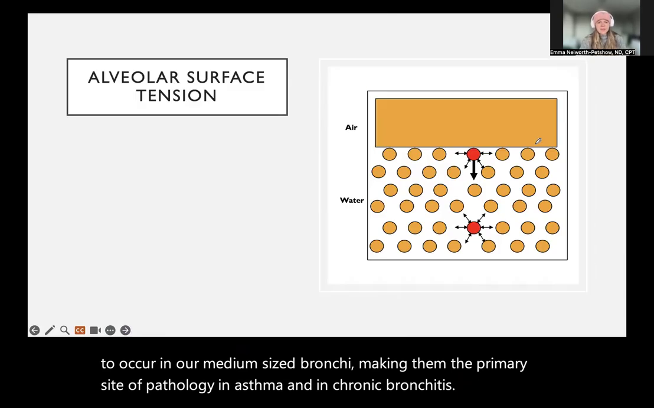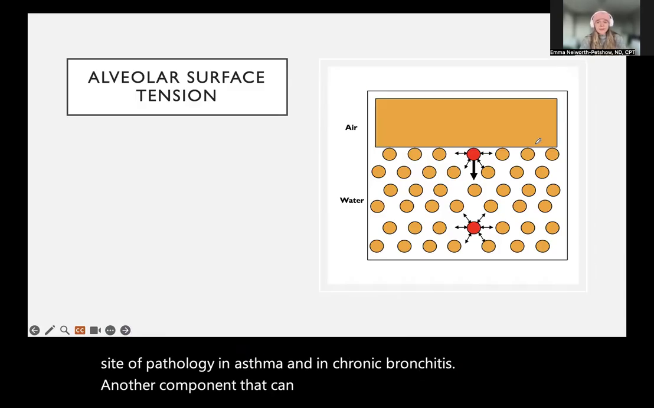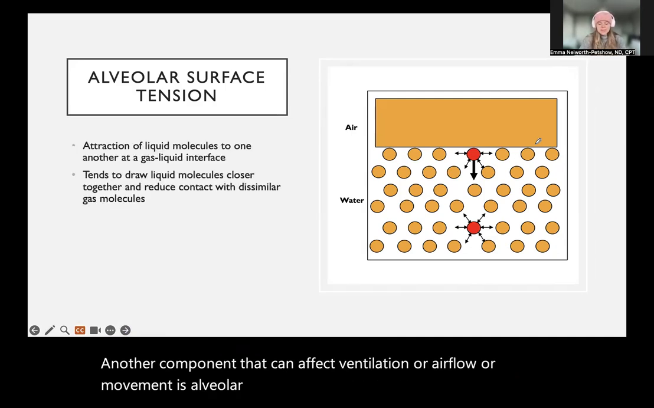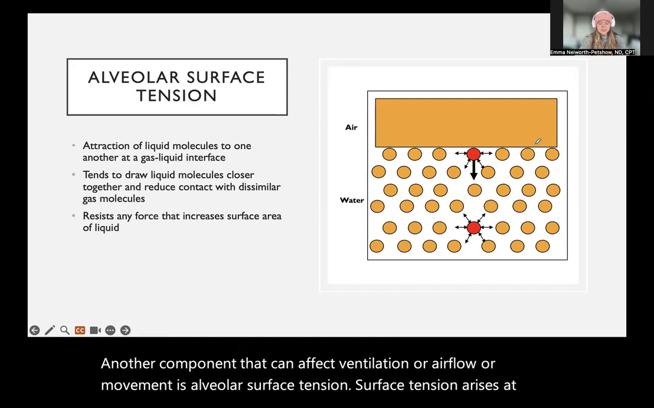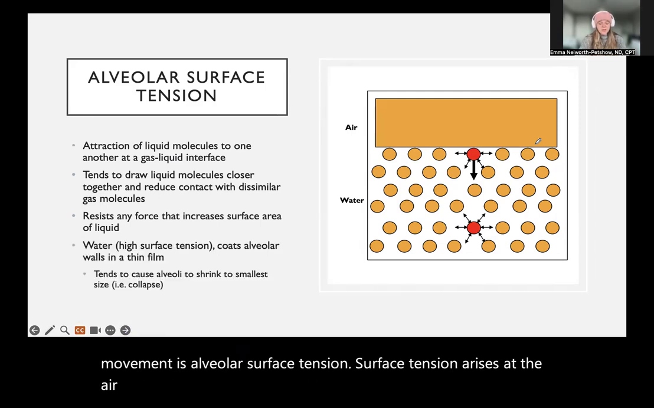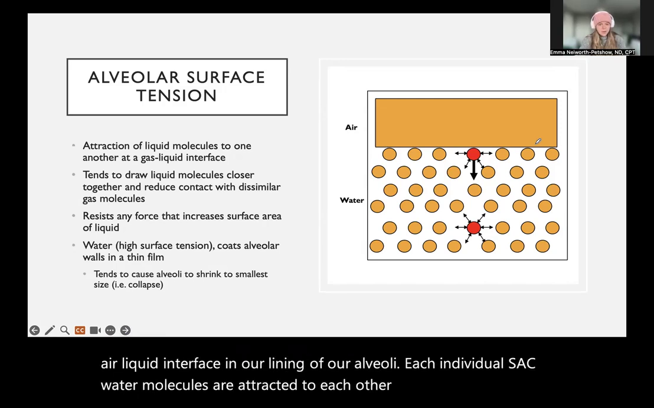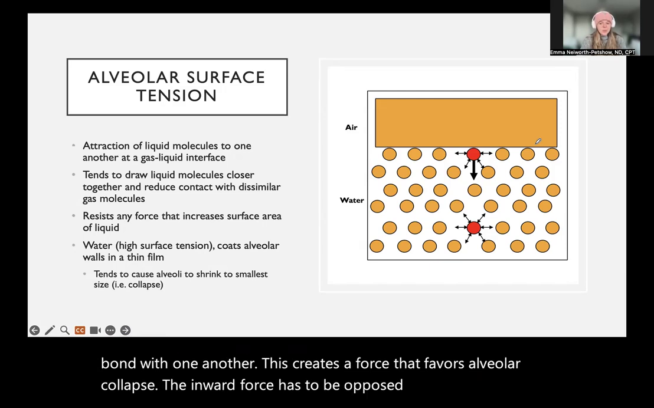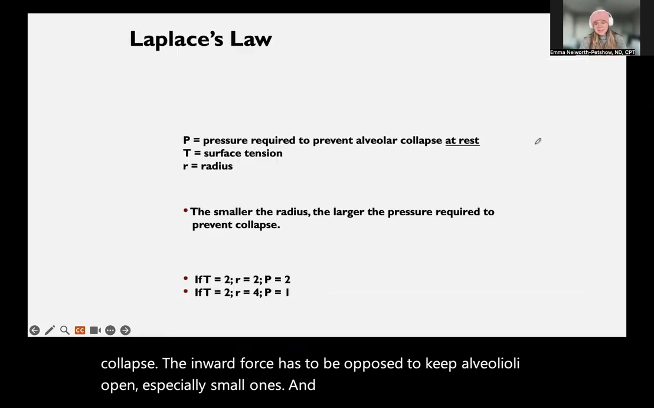Another component that can affect ventilation or airflow is alveolar surface tension. Surface tension arises at the air-liquid interface in our lining of our alveoli, each individual sac. Water molecules are attracted to each other and they can hydrogen bond with one another. This creates a force that favors alveolar collapse. The inward force has to be opposed to keep alveoli open, especially small ones. And that's where things like surfactant can help.